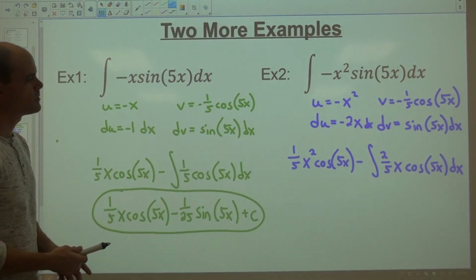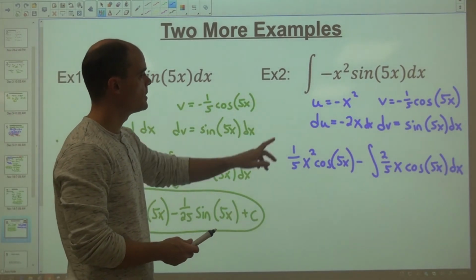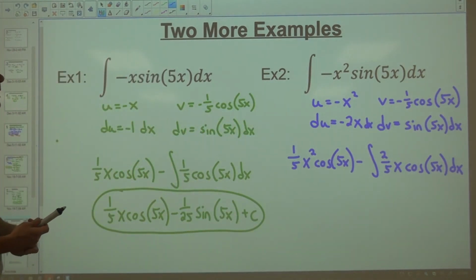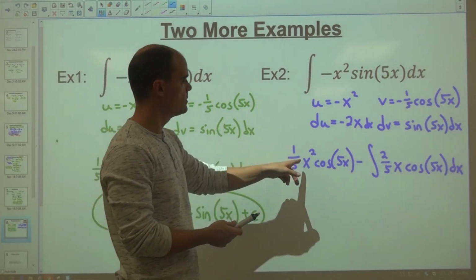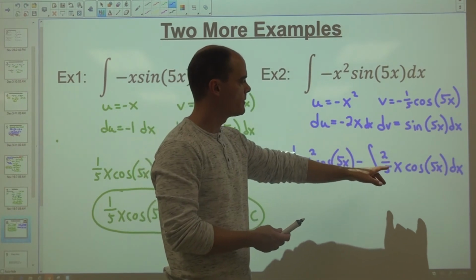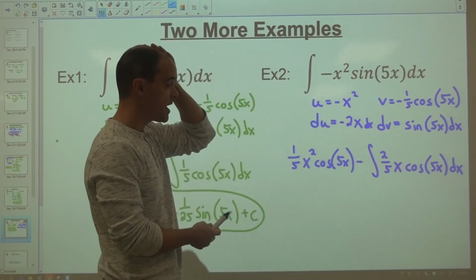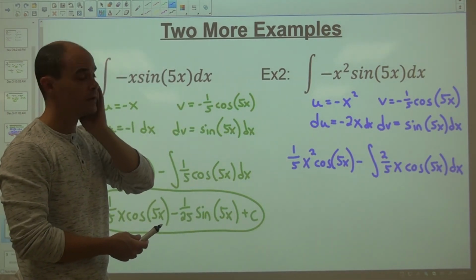All right, and then number 2, I went as far as I could. I set up my u and dv the same as this. It's almost the exact same problem, right? With one minor issue. Once I do my uv minus v du, well, I've got another product rule here. Man, what does that mean? I've got another product rule. Well, guess what we have to do again?